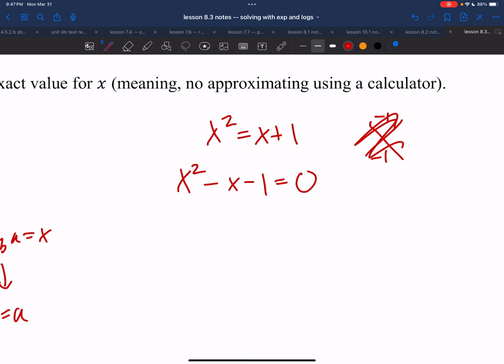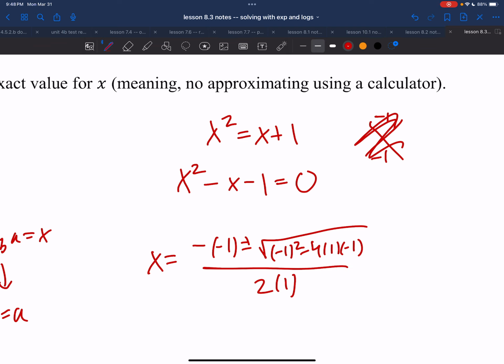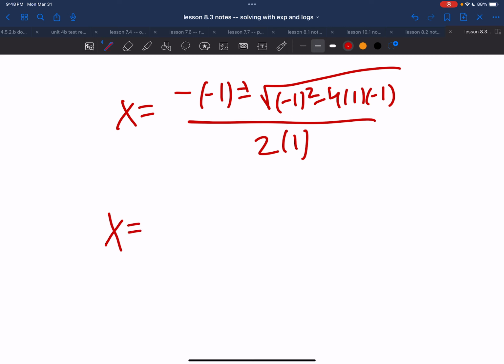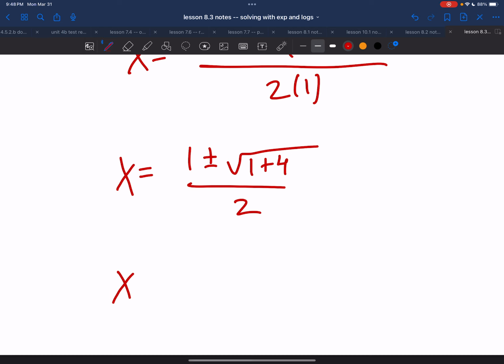Nothing. So what do we do? We say x equals negative b plus or minus the square root of b squared minus 4ac, all over 2a. There it is, our beautiful, lovely quadratic formula coming back into play since you can't factor, getting us 1 plus or minus the square root of -1 squared, which is 1, minus 4 times -1, which is plus 4, over 2. So this is 1 plus or minus root 5 over 2. Amazing. Fantastic. And this is our answer.